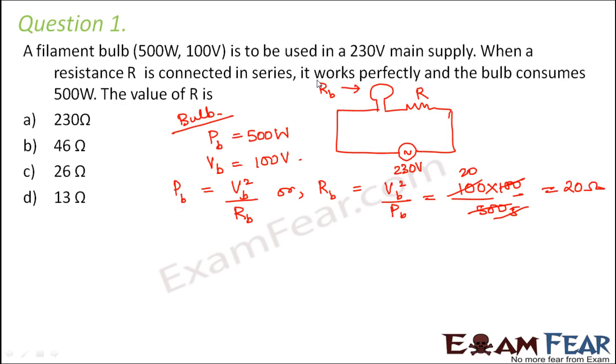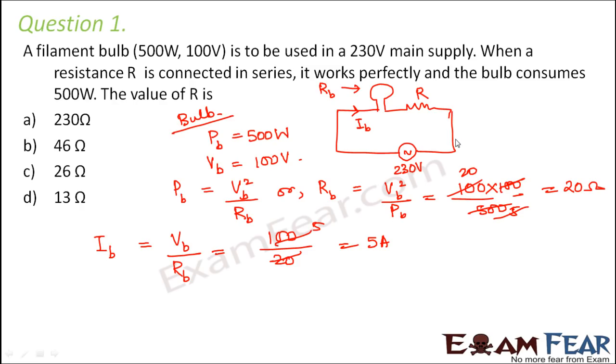Fine. Now let us try to calculate the amount of current that flows through the bulb, because the same amount of current will flow through the bulb as well as through this unknown resistance R. The current through the bulb will be given by VB by RB as per Ohm's law. We know that V is equal to IR. Using that, we can calculate the current flowing through the bulb. VB is 100 and RB is 20, so this is equal to 5 amperes. So 5 amperes of current flows through the bulb. That means the same 5 ampere of current will also flow through this resistance R.